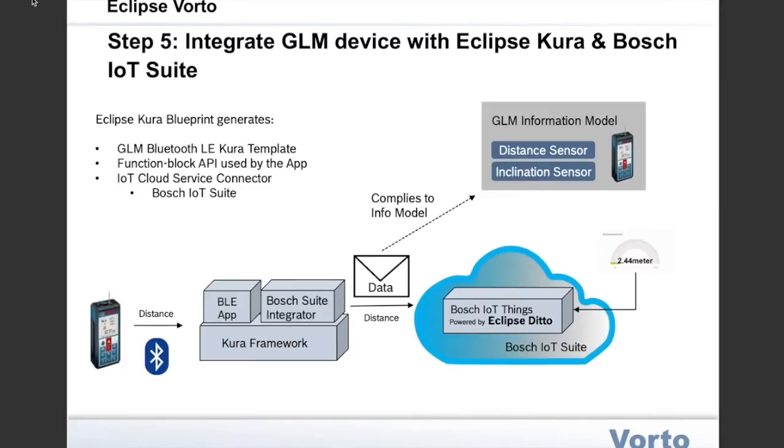The next step, we would like to integrate the actual GLM device, and we would like to use Eclipse Kura for that, as it has a nice gateway framework with Bluetooth support in order to read the data with a Bluetooth driver from the actual device. And Vorto provides an Eclipse Kura blueprint generator. So this generator already creates a template using the Bluetooth functionality of Kura, as well as provides an API, which is a strongly typed model derived from the information model that you can use, and it's implemented to connect to the cloud backend, in this case the Bosch IoT Suite.